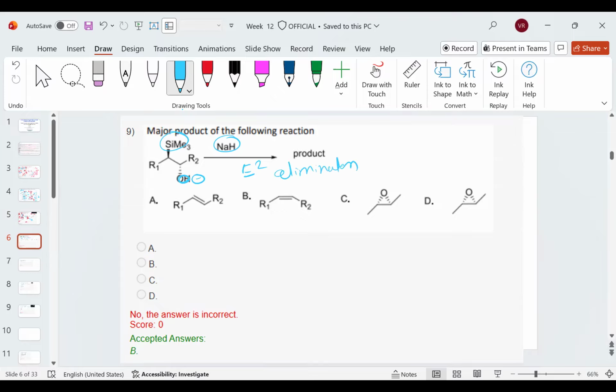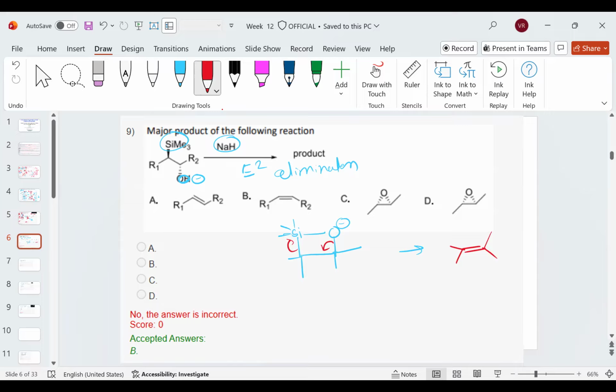So what happened in this type of elimination reaction? If we have this type of group, I'll just try to give a simplified example first. O negative, and this is SiMe3. They form such a type of intermediate, and later it will directly convert this bond here, and this bond goes here. So it gives such a double bond.